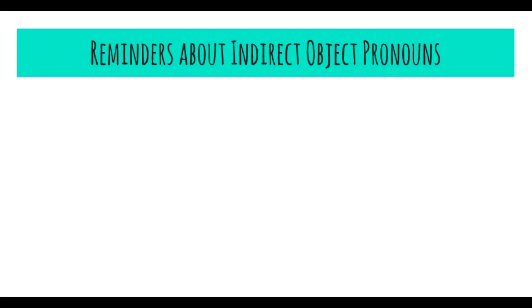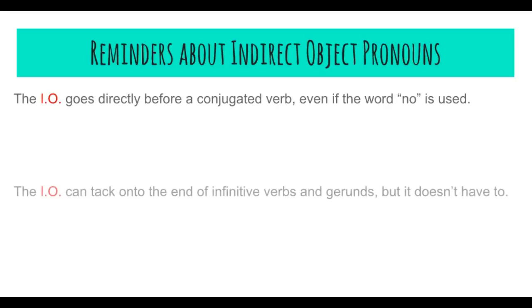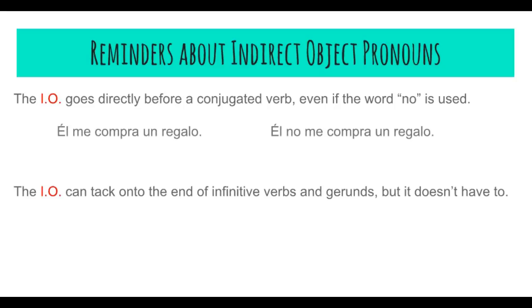A couple of reminders about indirect object pronouns. These two rules should look familiar to you. We just talked about these with the direct object pronoun. So the exact same rule applies with indirect object pronouns. You can write this down, or you don't have to if you don't want to, since you already have it in your notes. But I am going to show you a couple of examples. So if I want to say he buys a gift for me, or he buys me a gift, I can say él me compra un regalo.